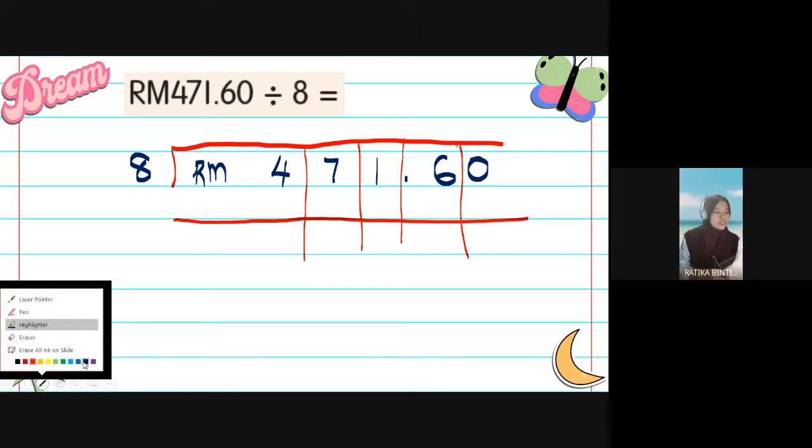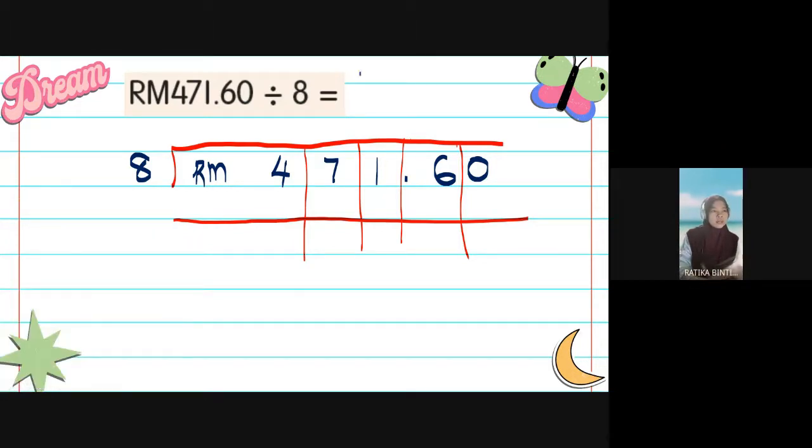RM58 and 95 cents. Don't forget to write down RM. 58. Berapa tadi? 58. 95. Okay. 58 ringgit 95. Ini ada answer? Jawapan lain? 58 ringgit 09.